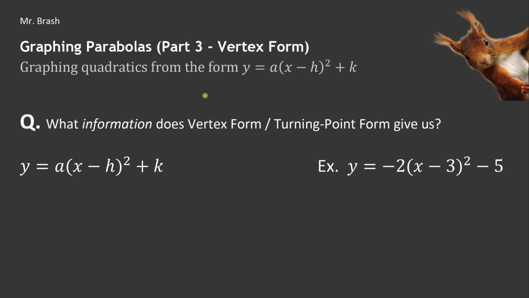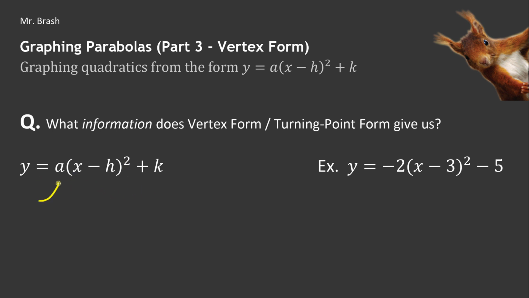If you haven't seen my previous Graphing Parabolas videos, or you're not really sure how to graph a parabola, you might want to go and check out those other videos first, or check out some Khan Academy videos, or what have you. We're going to be taking a look at graphing quadratics that take this form. It's known as vertex form. It's also known as turning point form, and I've also seen it called square form, simply because of the square on it. This is what it looks like.